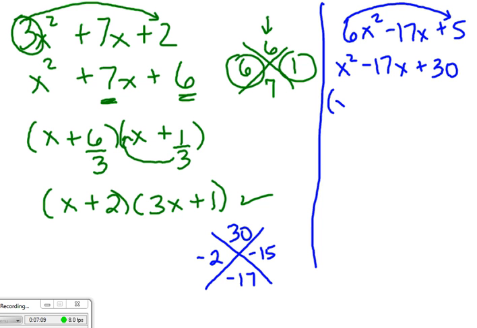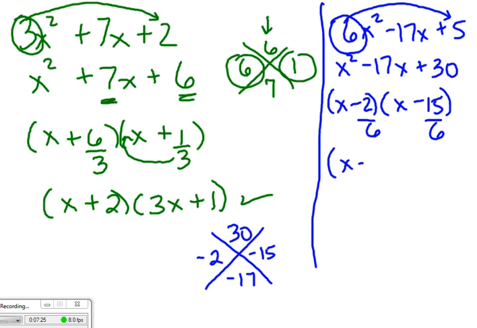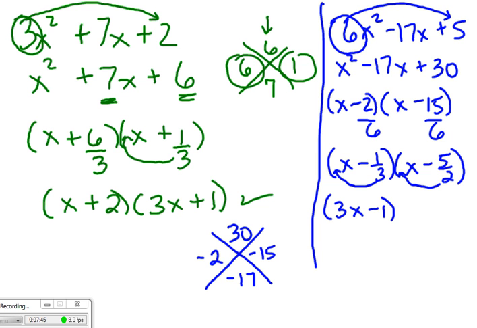So we get x minus 2 times x minus 15. Now remember, we got to go back and undo what we did before. So we're going to have to go back and divide by 6. Now we want to reduce that. So 2 over 6 is the same as 1/3. And 15 over 6, we can divide both of those by 3. So that would give us 5/2. Finally, this comes up to the front, this comes up to the front, and we're all done. 3x minus 1, 2x minus 5.